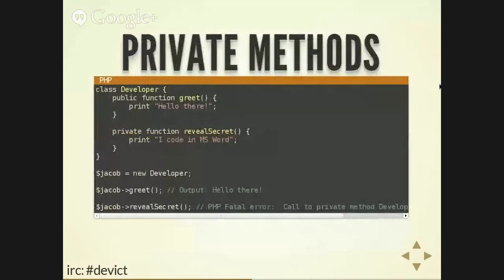So we just talked about properties, and remember classes have properties and methods. In PHP, public, private, protected, those keywords mean the exact same things when they're applied to methods. So as a developer, I have this function greet. I'd say hello there. I have another private function, reveal secret. No one gets to know this. That is not available outside of this scope.